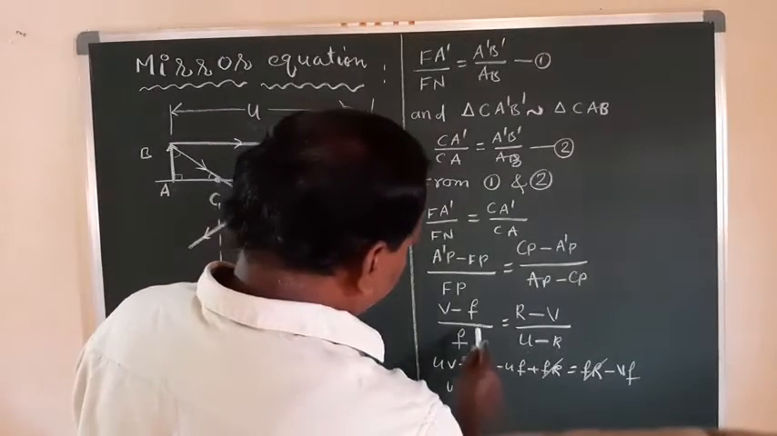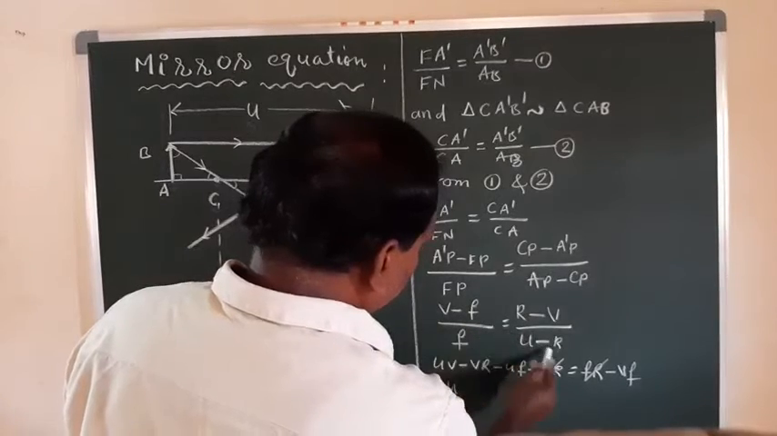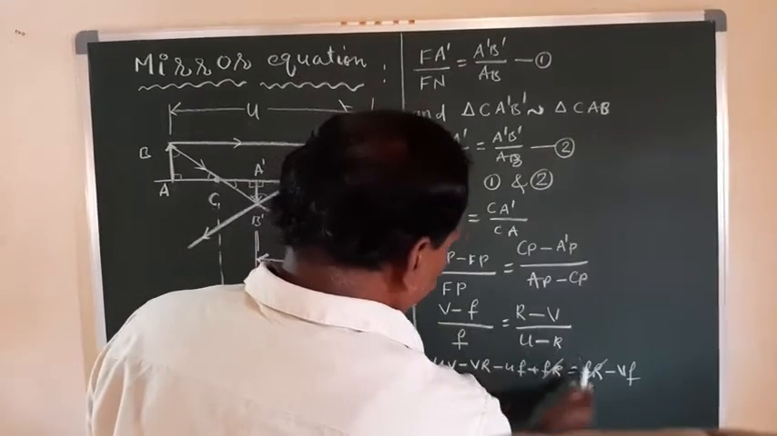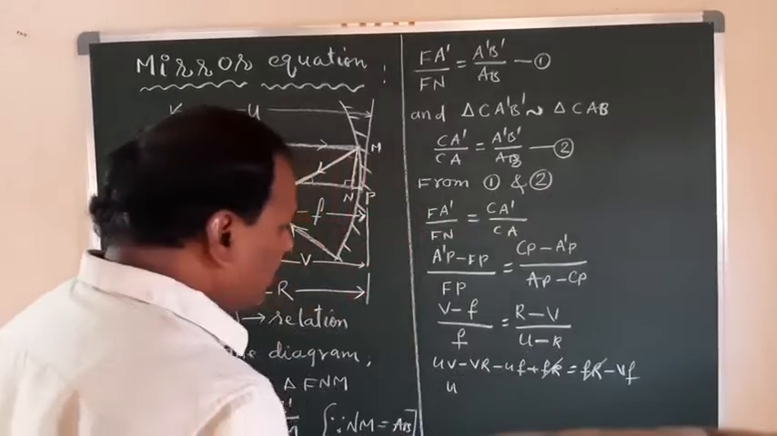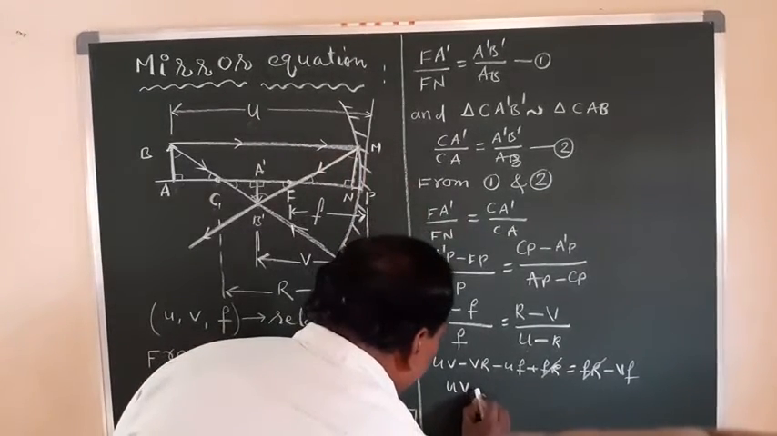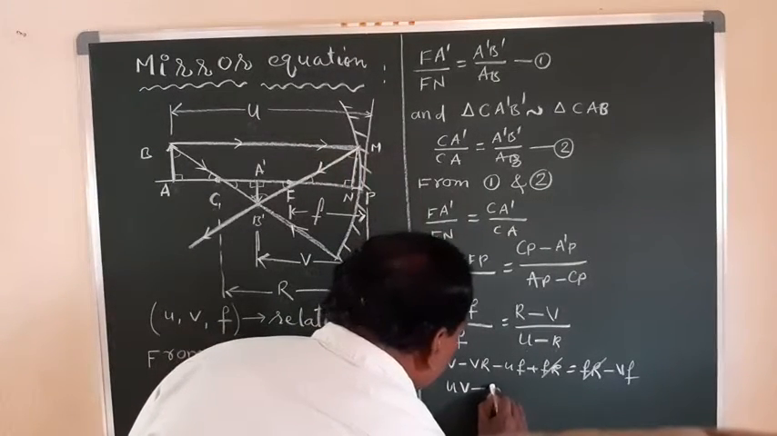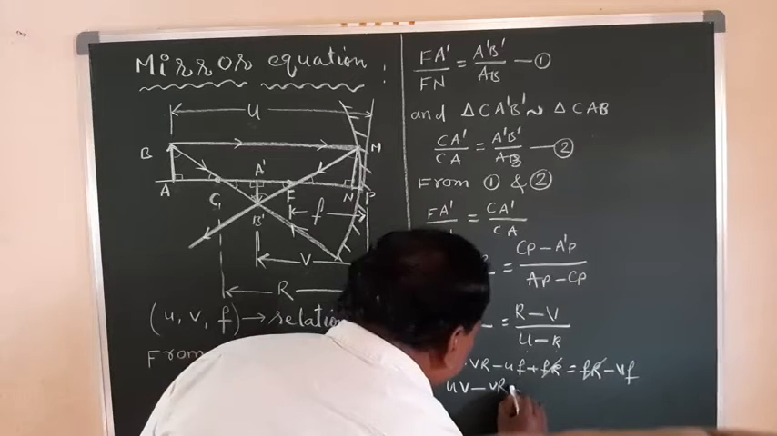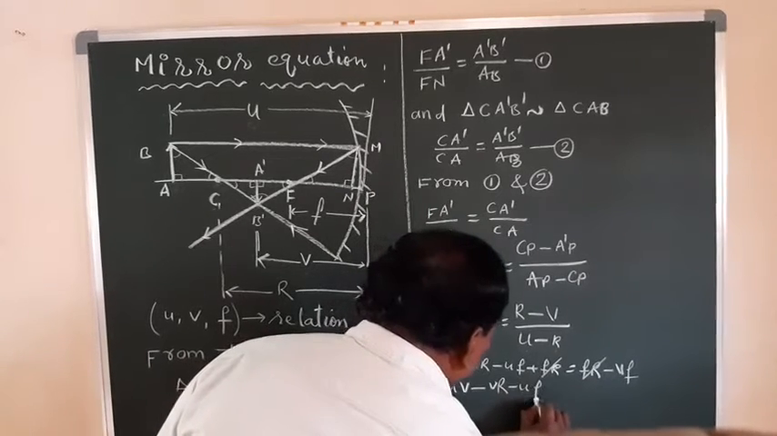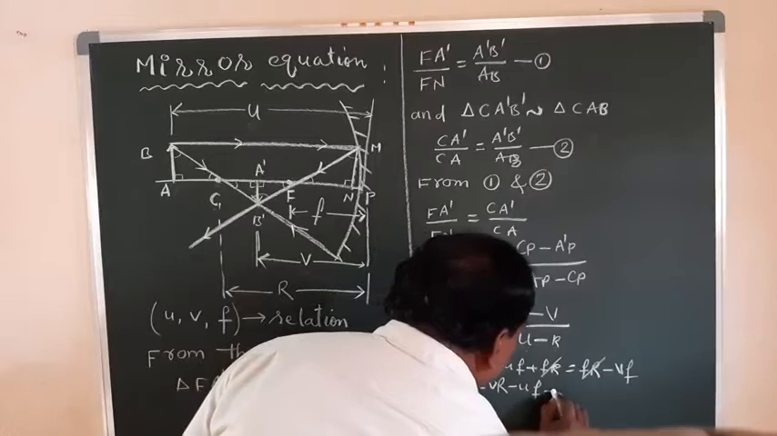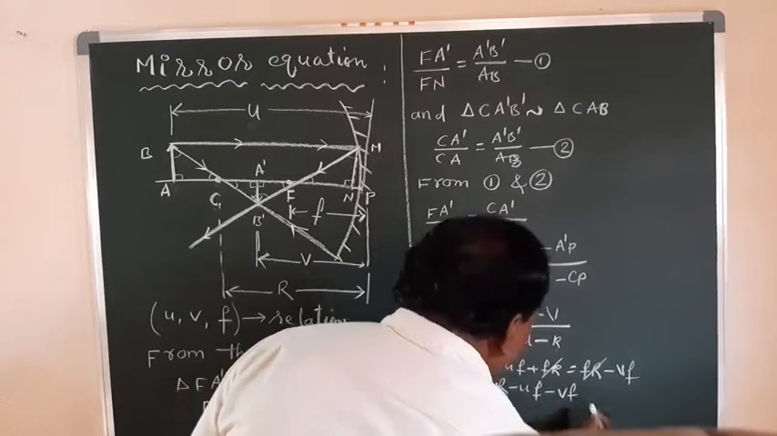See here, this is minus into minus plus FR. Here your quantity FR cancels. Okay, let it be. We will see what we'll get: UV minus VR minus UF minus VF.